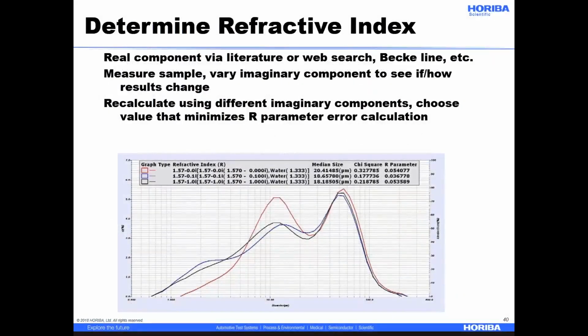Determining refractive index is that first step in your method development. Really the best way is to go find a real component with a literature search or web search or Becke line test and so on. You can then measure the sample, recalculate it with different imaginary components to see how the results change, and choose a value that minimizes your R parameter, or the difference between your calculated distribution and your measured one. You find the minimized value of that, and that gives you the best imaginary refractive index for a sample. You might do that if it's unknown. You can do that for real refractive index as well, but it's so easy to measure or estimate or determine otherwise. If you're going to be putting in a long-term method, you want to make sure you have the right starting number.